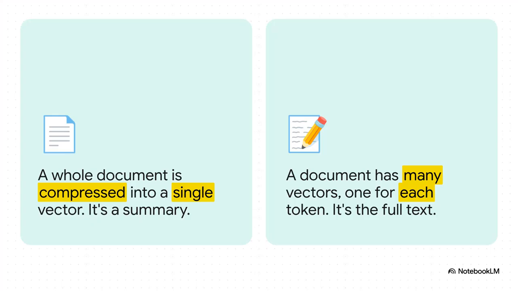Okay, so this is really the fundamental difference in thinking. On the one hand, you have your standard models. They take an entire document and basically squish all of its meaning down into one single vector. It's a summary. But ColBERT, it does the exact opposite. It says, let's keep the full text, and instead, let's create a separate vector for every single word, every single token. It's a way more detailed, granular way of looking at things.